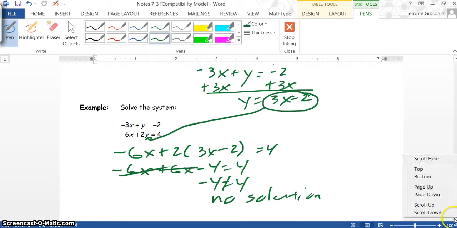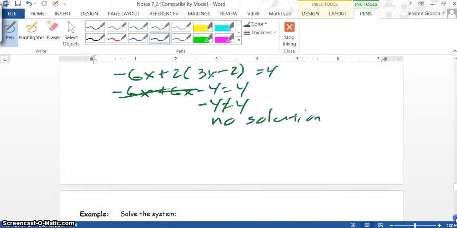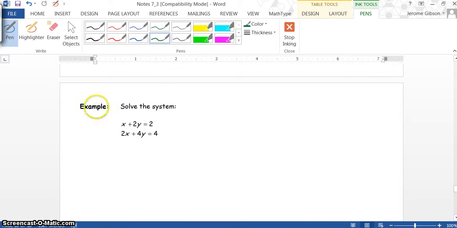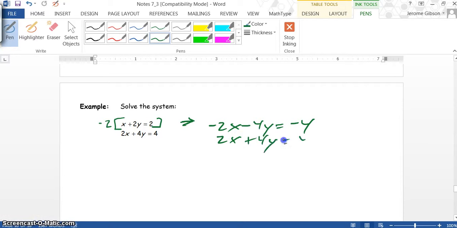So now we scroll to the next number here, or the next example. So again, this time I'm going to go back to using the addition method. I want to get rid of the y's. So I just multiply the top equation by negative 2. And this will give us negative 2x minus 4y is equal to negative 4. Bring down our 2x plus 4y equals 4.